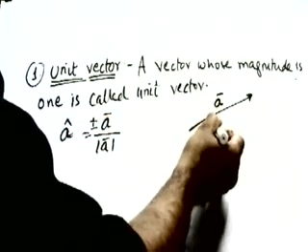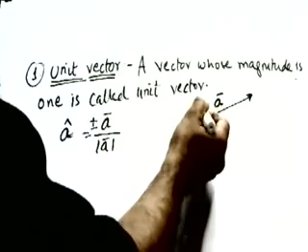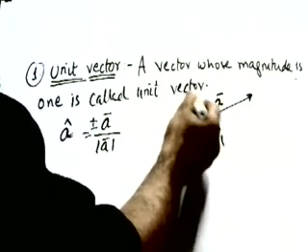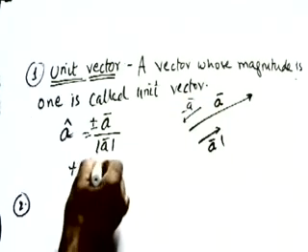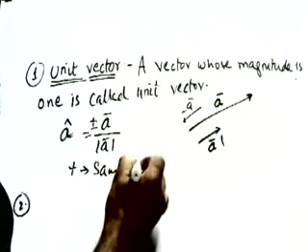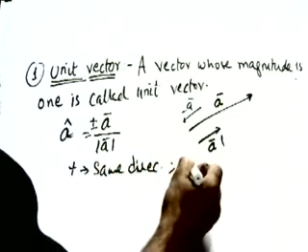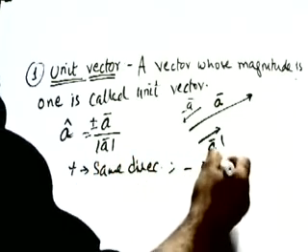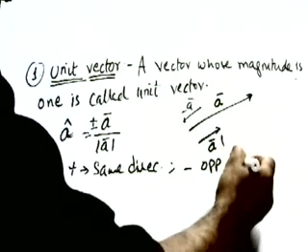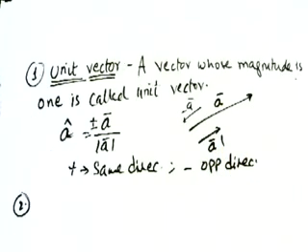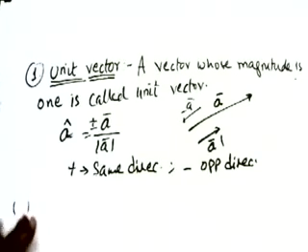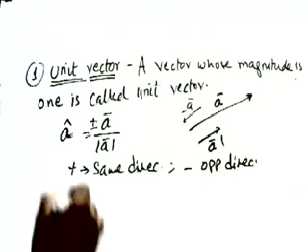We use plus or minus. Plus refers to the same direction, and minus refers to the opposite direction. So a vector whose magnitude is 1 is called a unit vector. The unit vector of any vector is given by the vector divided by its mod.